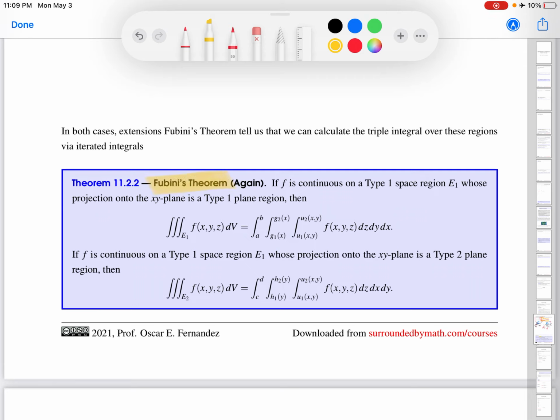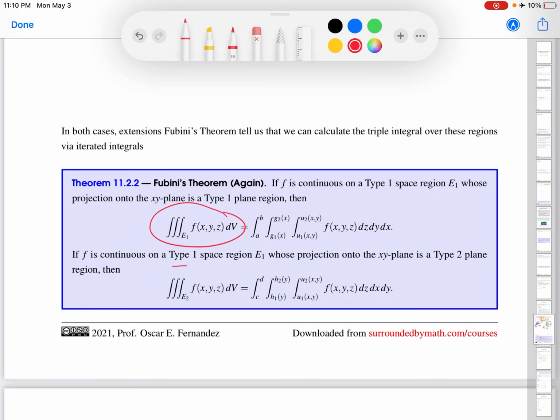And the generalization is what you would expect at this point. If f is continuous on a type 1 space region, whose projection to the xy plane is a type 1 plane region? Well, we can at this point work through this. Type 1 space means that z is bounded between a lower surface and an upper surface. Type 1 plane means that x goes from a to b, and then y goes from a lower curve to an upper curve. Great. So that's exactly what you would expect and what turns out to be true for evaluating this integral.